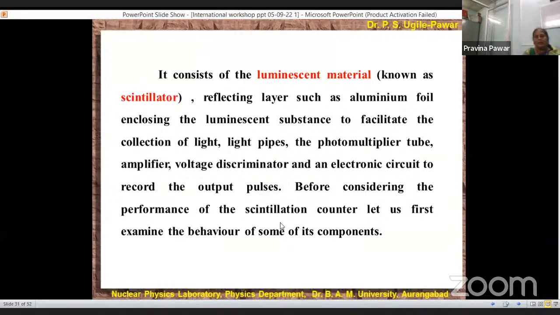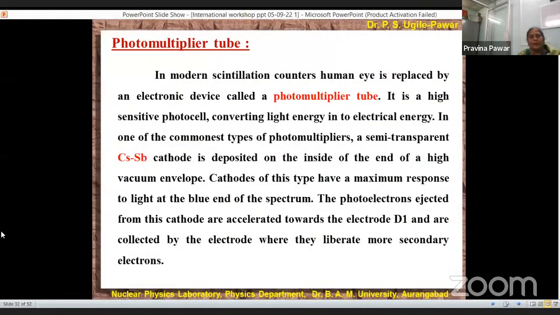Before considering the performance of the scintillation counter, let us first examine the behavior of some of its components. The photomultiplier tube: in modern scintillation counters, the human eye is replaced by an electronic device called a photomultiplier tube. It is a highly sensitive photocell converting light energy into electrical energy. In one of the commonest types of photomultiplier, a semi-transparent CsSb cathode is deposited on the inside of the end of a high vacuum envelope. Cathodes of this type have a maximum response to light at the blue end of the spectrum. The photoelectrons ejected from this cathode are accelerated towards the electrode D1, the first dynode, and are collected by the electrode where they liberate more secondary electrons.